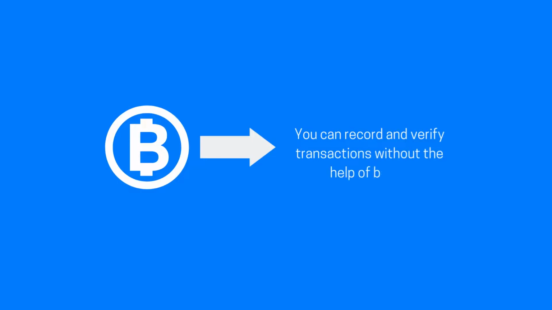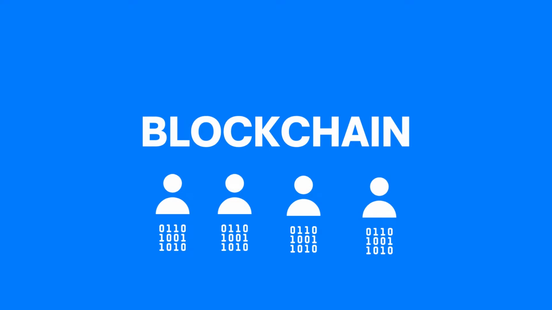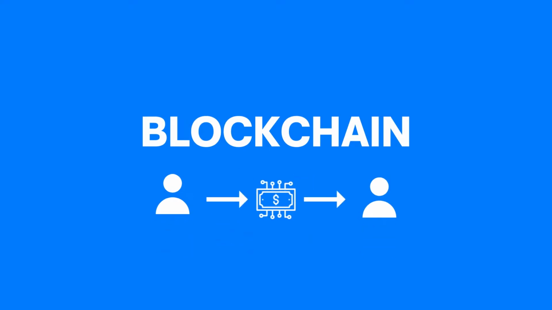With Bitcoin, Satoshi proved that you can record and verify transactions without the help of banks, and in order to facilitate this, Satoshi used a decentralized distributed digital ledger technology called blockchain that relied on cryptography to store transactional data in a secure and immutable fashion. With the help of blockchain, Satoshi essentially democratized the ownership of digital assets and paved the way for a parallel financial system devoid of any forms of centralization.